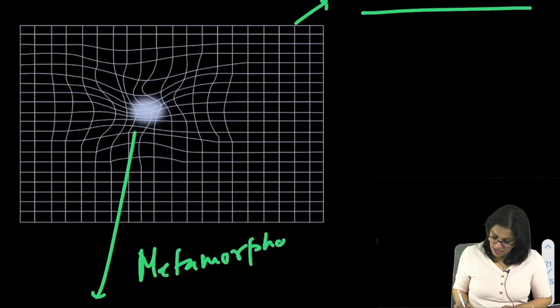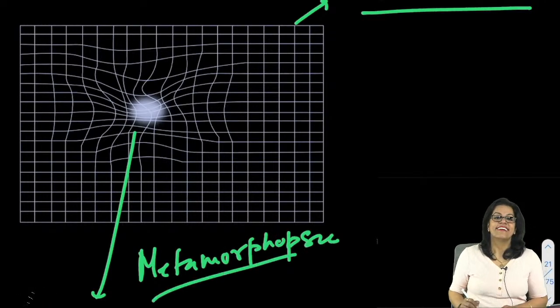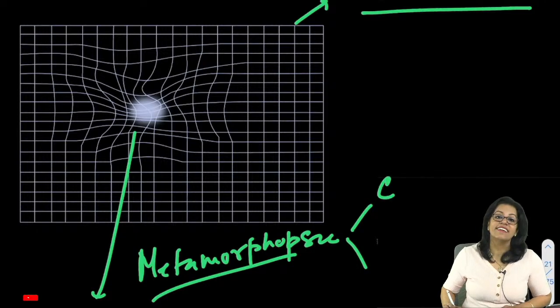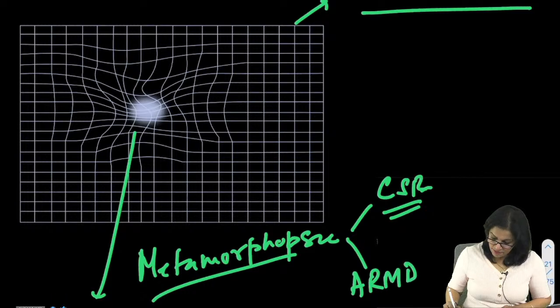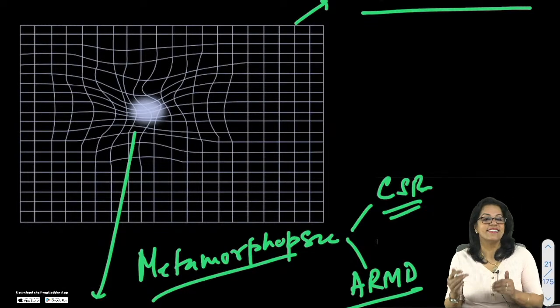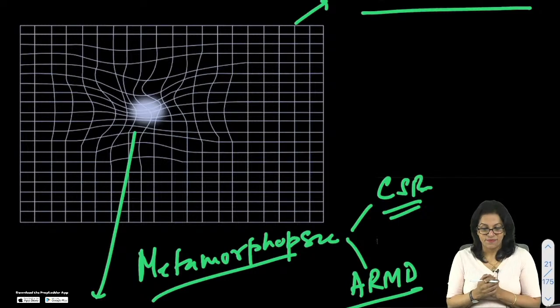So what are the two conditions where you can get this? One we have just learned is CSR, okay? So one is CSR, and remember the other one is ARMD, age related macular degeneration. So these are the two conditions where you can get metamorphopsia.